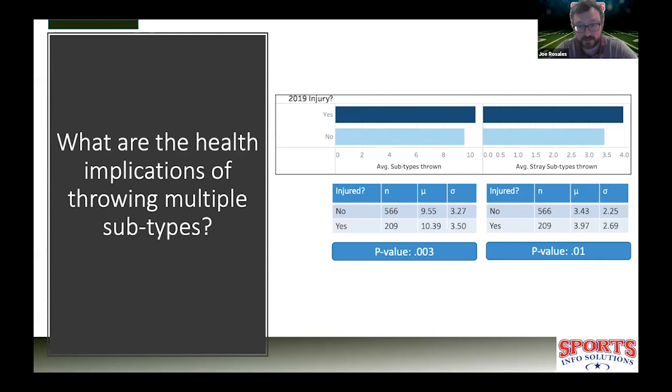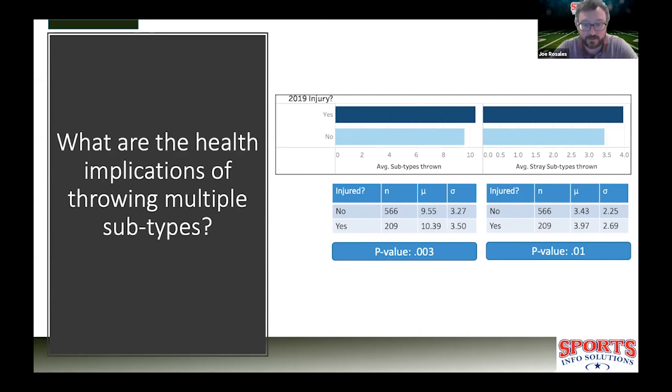Then if you look at the right-hand side, that's looking more specifically at just strays. And again, same thing: more subtypes thrown by those that had some injury event occur. And there is some statistical significance here, so it's something that we'll want to look into a little bit more as we go forward.